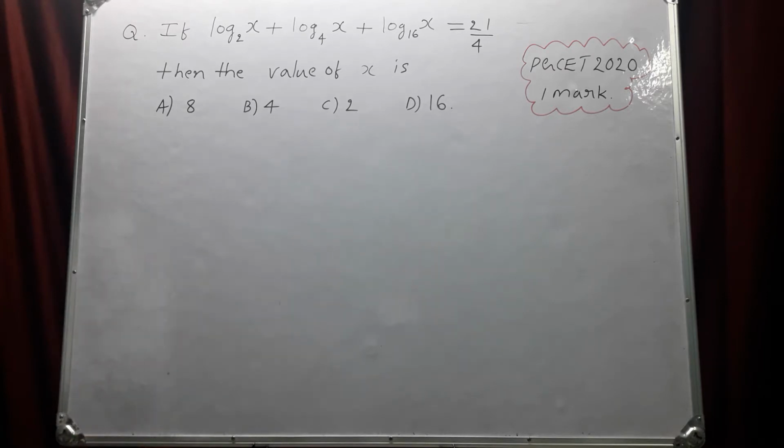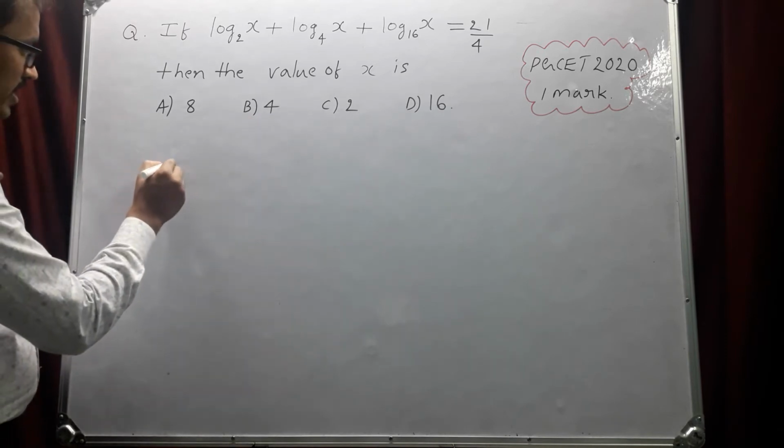If log x to the base 2 plus log x to the base 4 plus log x to the base 16 is equal to 21 by 4, then the value of x is, options are 8, 4, 2 and 16. So this is the 1 mark question asked in PGCET 2020. So before solving the problem, let us see some of the properties of logarithm.